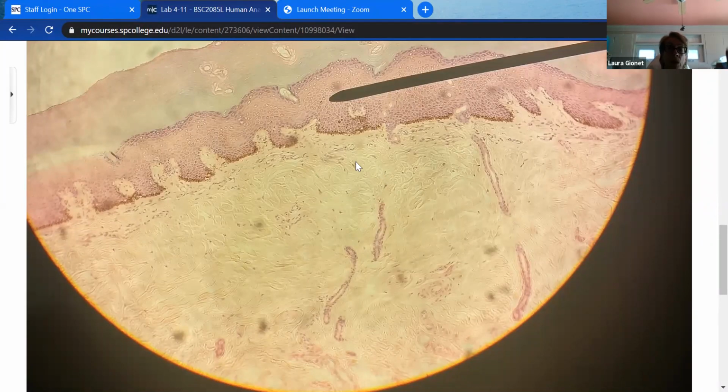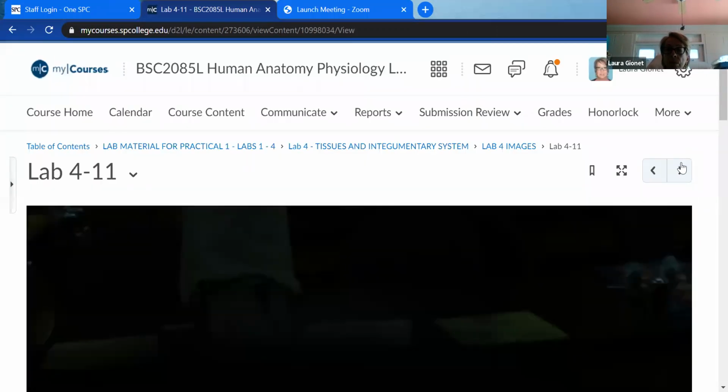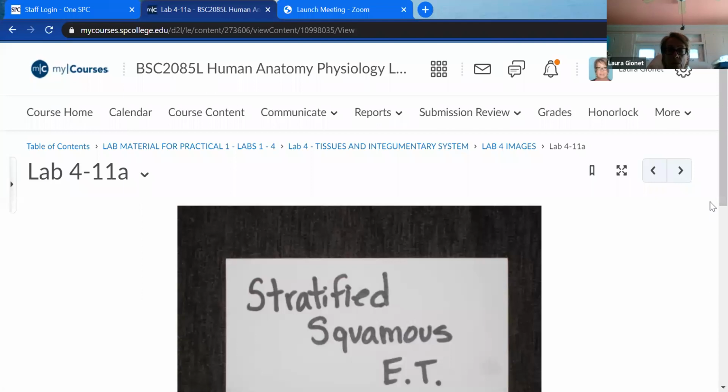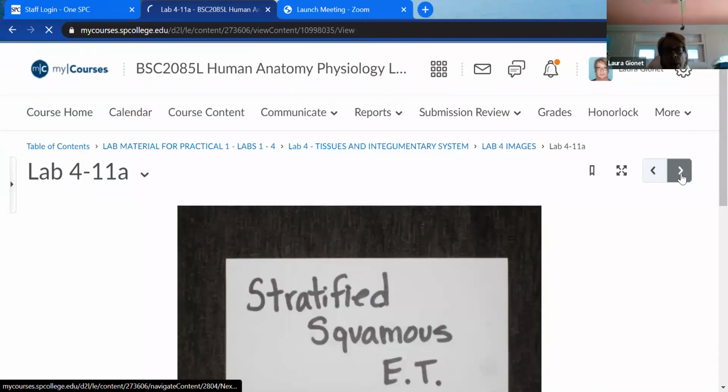Below that, where you see all this tissue going in different directions, kind of looks like steak, that would be the dermis, right? And then farther down, you just barely start to see some adipose connective tissue, so that would be the hypodermis or subcutaneous. Okay. Stratified squamous epithelium, the layer would be the epidermis.